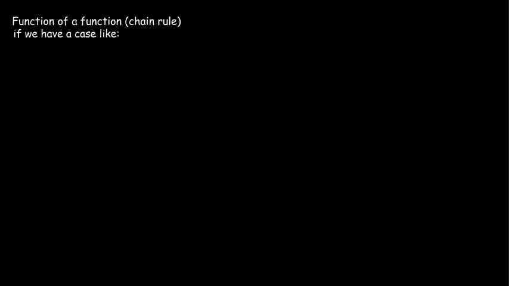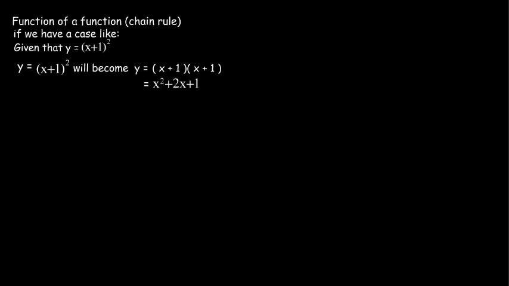If we are given an equation that y is equal to (x + 1) squared, to differentiate this, our original approach will be to expand the bracket. That is, (x + 1)(x + 1). Expanding it will give us x squared + 2x + 1. Now to differentiate this, we treat it as a polynomial function and differentiate each term individually. Doing so, dy/dx will be equal to 2x + 2.